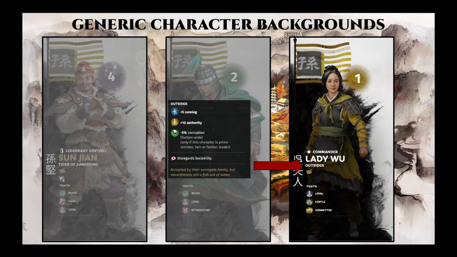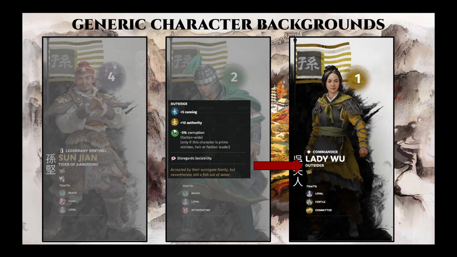Now, the reason why Lady Wu is a generic character is not because she is not a historical character, as she is in fact the wife of Sun Jian. She is defined as a generic character here only because she does not have a unique portrait or character model, and her background is one that's shared by other generic characters in the game as well.